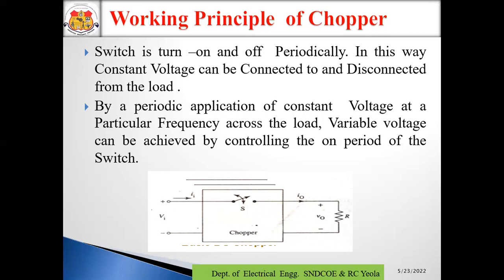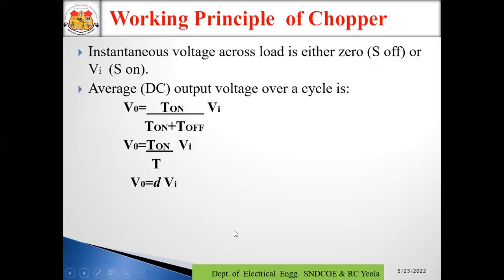By a periodic application of constant voltage at a particular frequency across the load, variable voltage can be achieved by controlling the on period of the switch. This is the function of the chopper. In this diagram, you can see the switch is given, for connecting or disconnecting, and this is the load. Now the instantaneous voltage across the load is either 0, that means switch off, or VI, that means input voltage, switch on.